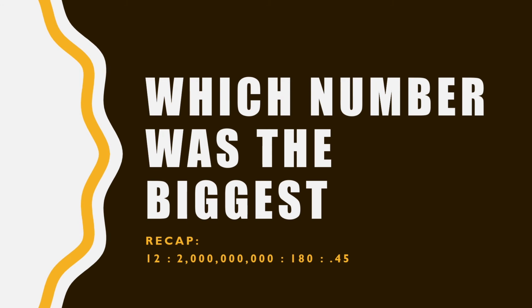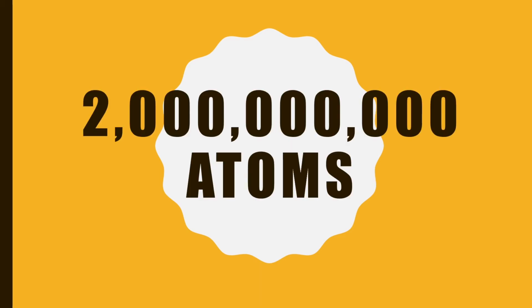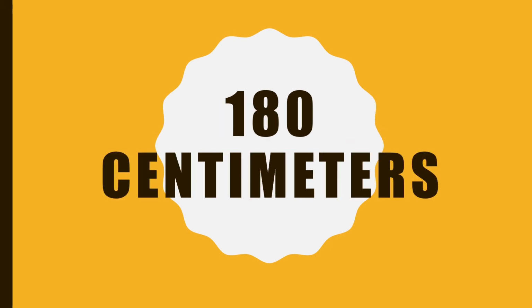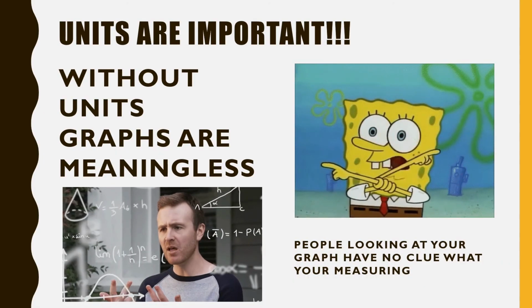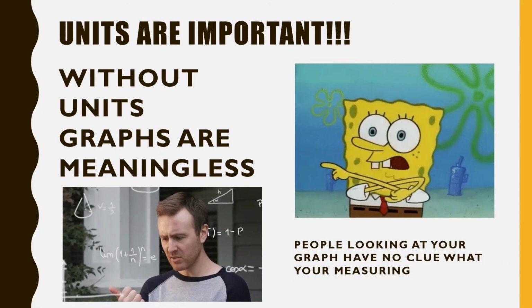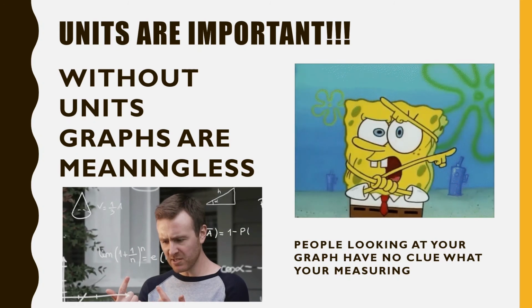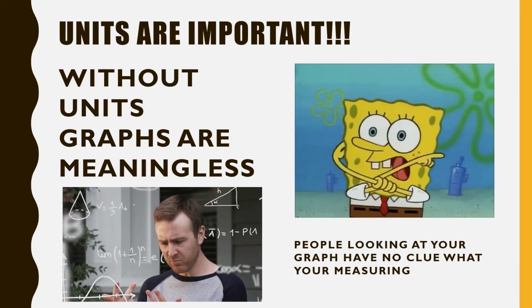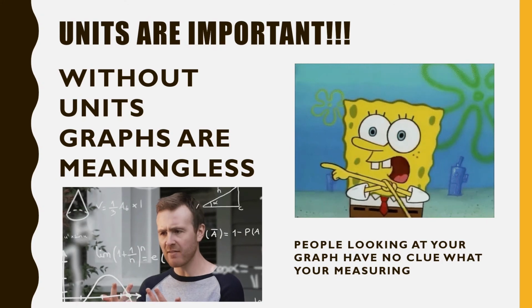Well, those numbers didn't have units. With units, it's 12 feet, 2 billion atoms, which are really, really small, 180 centimeters, 0.45 tons, which is a huge weight. So without units, graphs are meaningless because you can't tell if the number is big or small, and you don't understand what the graph is measuring. If a person were to come by and look at your graph, they'd be extremely confused.